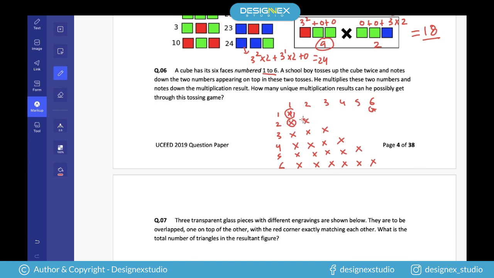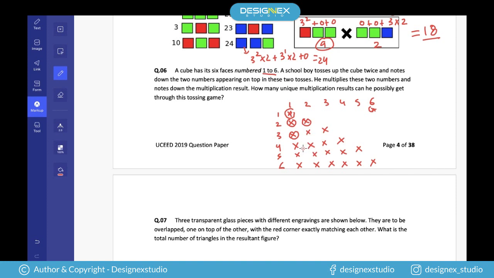2 into 2, 4 is unique. 3 into 1 is unique. But 3 into 2, and so this one is not unique. So 2 into 1, 1 into 2, that is not unique.